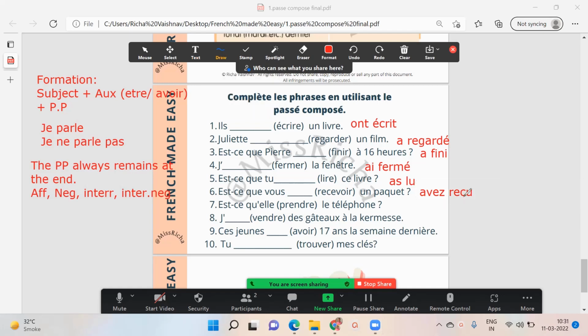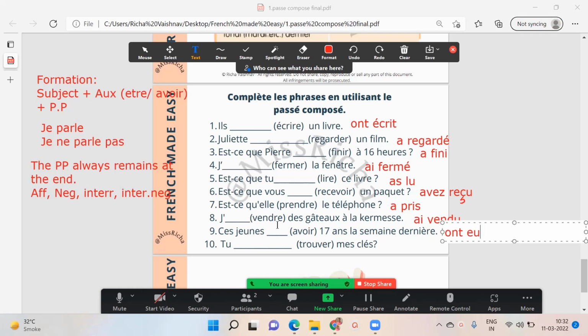Then next will be est-ce qu'elle a pris le téléphone? Est-ce qu'elle a pris, P-R-I-S. A pris? Très bien. Oui. Next will be j'ai vendu. J'ai vendu. Très bien. Next will be chez les jeunes, ils ont. Oui. Chez les jeunes ont. Excellent.